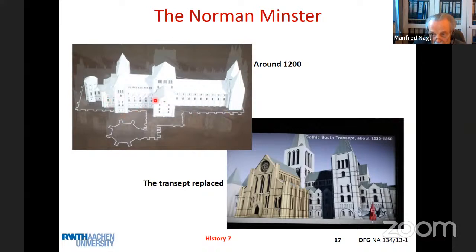Okay, and it was typical. This church, the Romanesque Norman church, was replaced piece by piece by Gothic parts. You see here the first part, that was the transept here, which is replaced. You see the Romanesque church here, and this early Gothic, Lancet Gothic part of the transept.